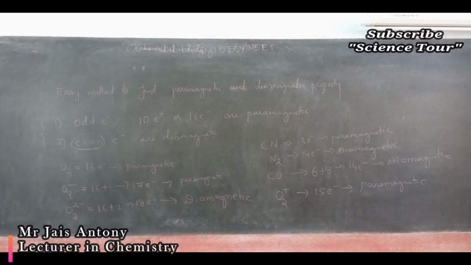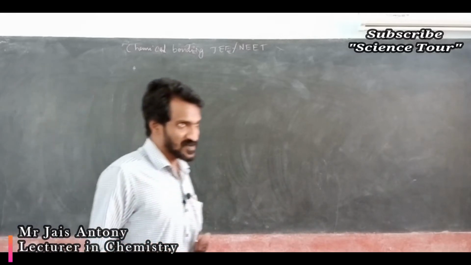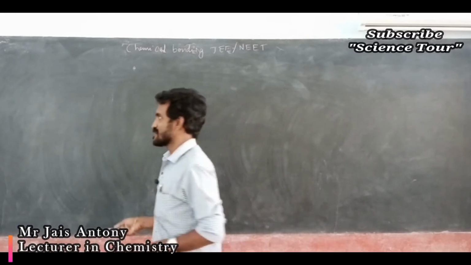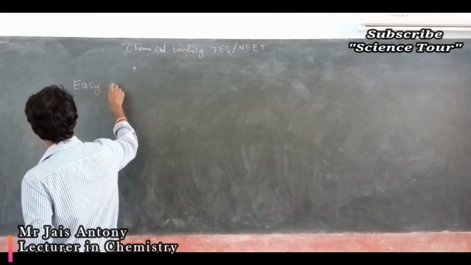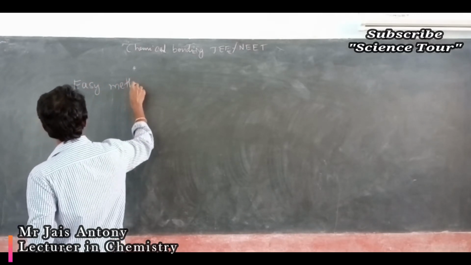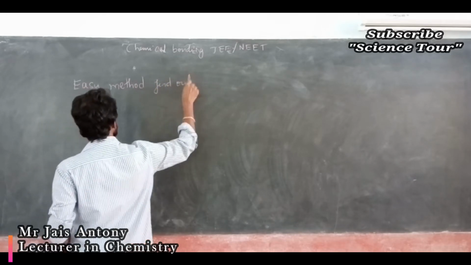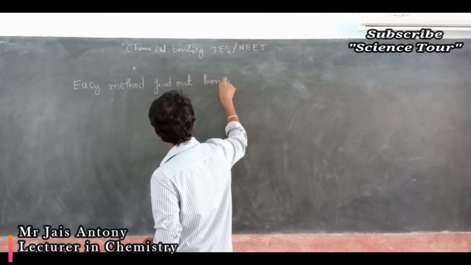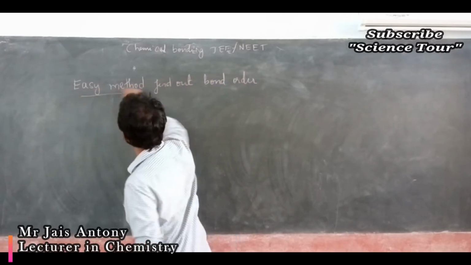Understood? So my dear students, next method is an easy method to find out bond order. Otherwise, it is very difficult to apply the formula. Easy method to find out bond order. Very easy method.